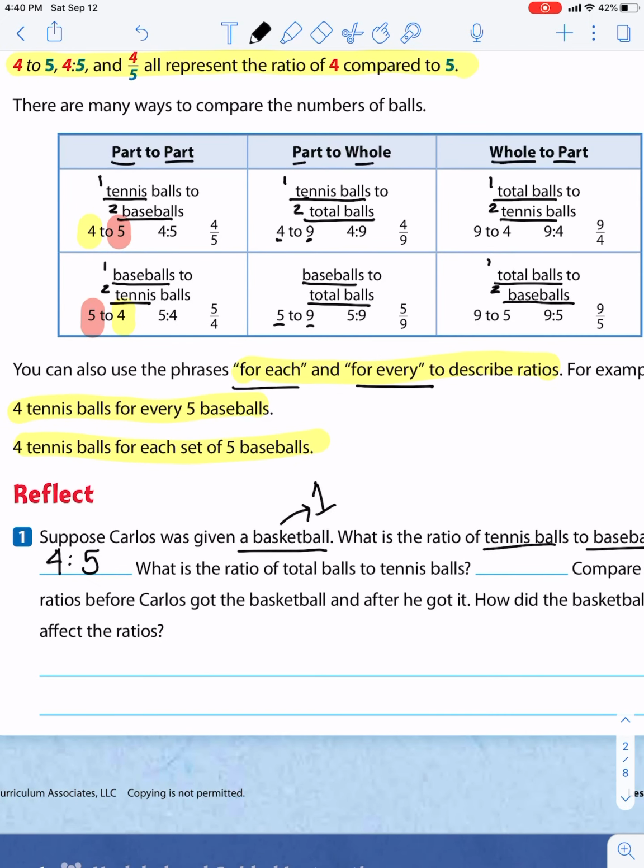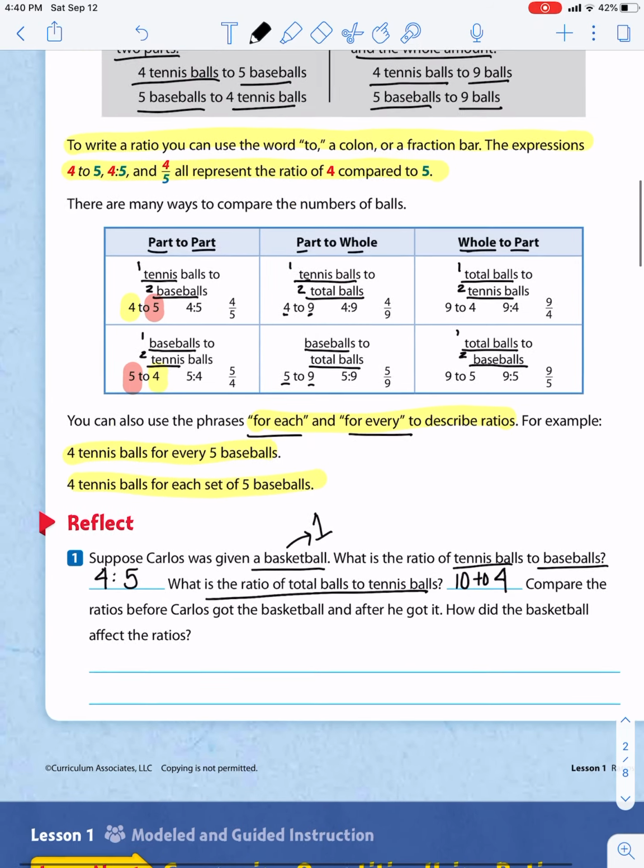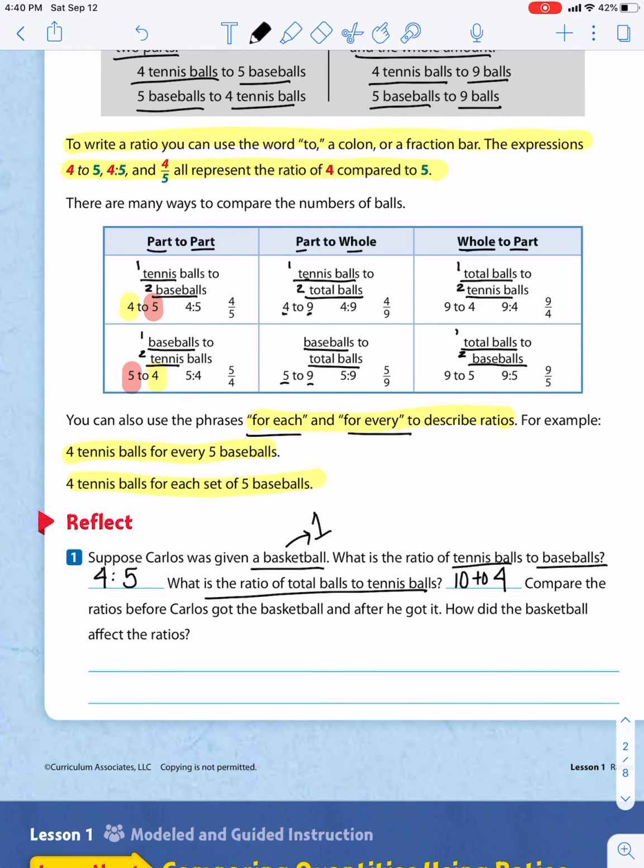Then the second part says, what is the ratio of total balls to tennis balls? And now we have to include that basketball. So originally we had 9, and now we've got 1 extra, which is 10 to 4. Total balls to tennis balls. So compare the ratios before Carlos got the basketball and after he got it. How did the basketball affect those ratios?